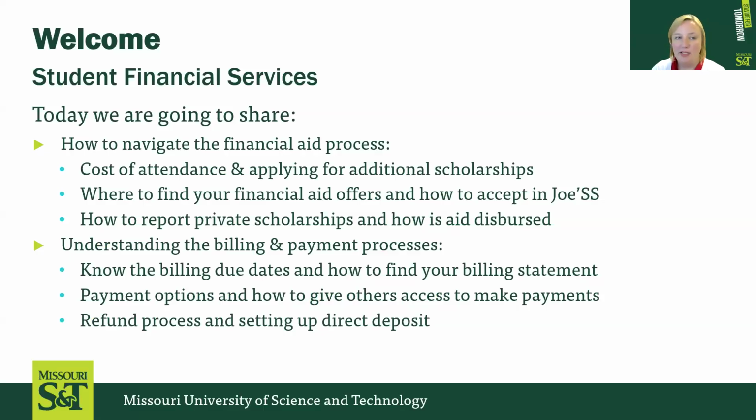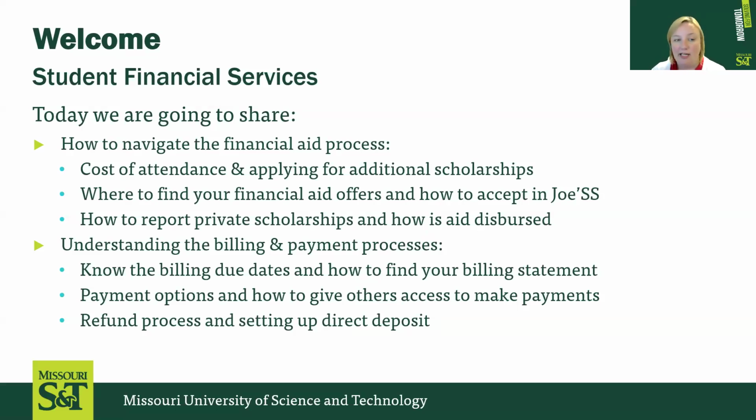Okay, so as I mentioned, we're going to break this down into two parts tonight. With the financial aid process, we're going to talk about what the cost of attendance is and how to apply for additional scholarships, which is usually a question we get during this presentation. How to find the financial aid offers and how to accept aid in the student portal, how to report private scholarships, and then we'll talk about how aid is dispersed because that's what's coming up next month.